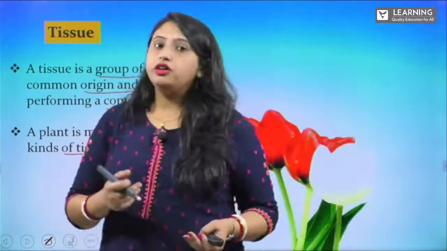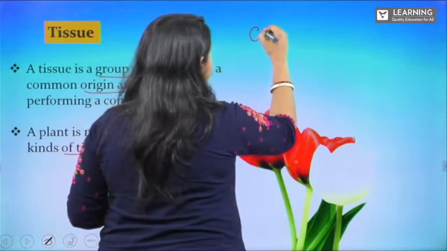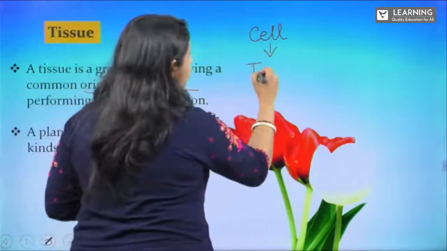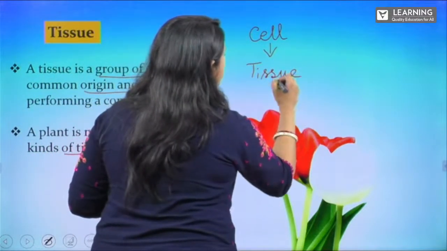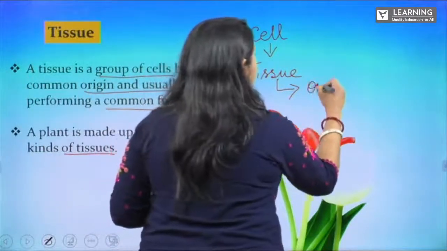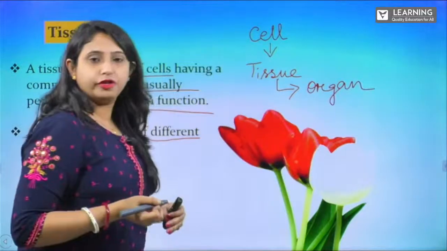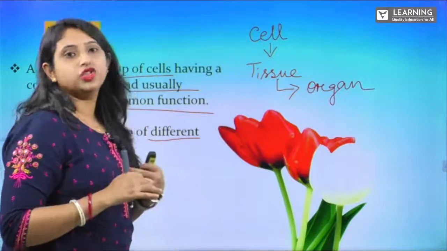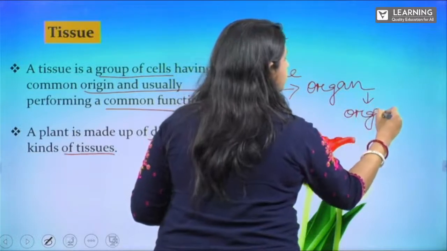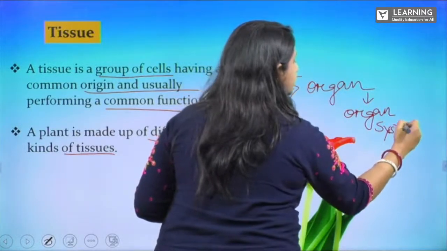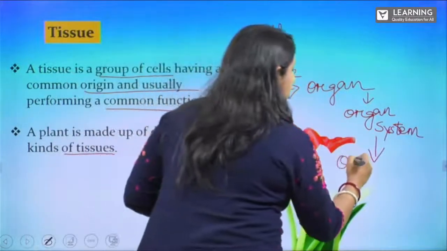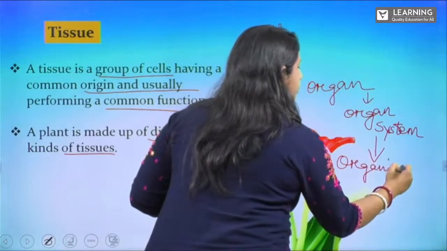Next, see how the tissues are formed. That is your cell, right? A group of cells combine together and form tissue. From the tissue we get the organ, that is, a group of tissues combine together and form an organ. Then from the organ the organ system is formed, and from that organ system a whole new organism is developed.